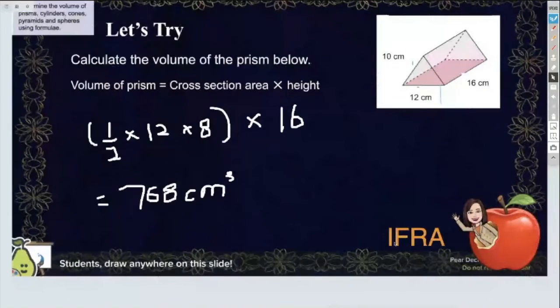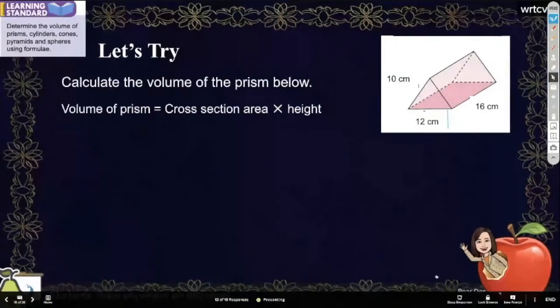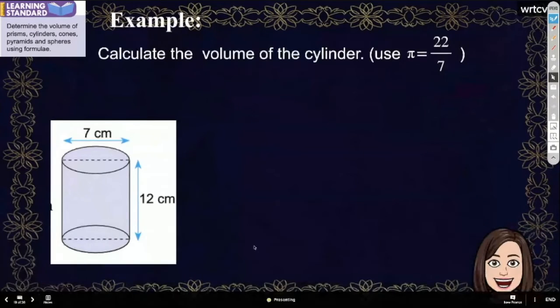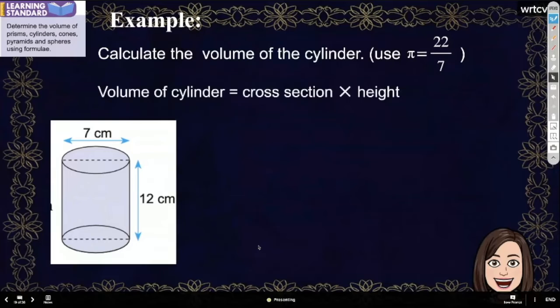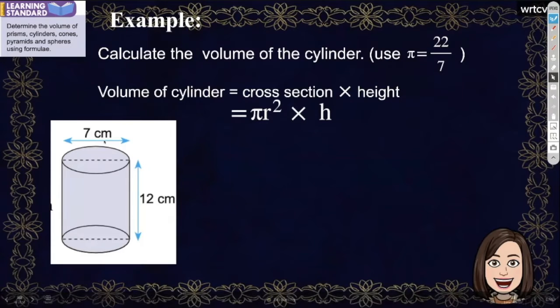Okay, just now we tried this. The first one is a prism, right? So the next one, no, it should be cylinder. Okay, so cylinder, just now the formula is pi r square h. Pi r square h. This is the easiest for a cylinder. Okay, for pi you must use 22/7. Okay, r is radius. So don't take 7. So what is the radius of this cylinder? 3.5. Yes, 3.5. Don't put 7.